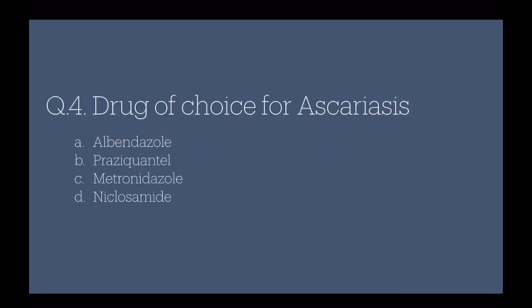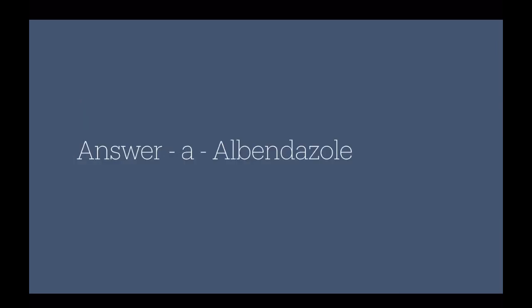Question number 4. Which drug is used as a first line treatment in Ascariasis? Options are albendazole, praziquantel, metronidazole or niclosamide. So answer is A, albendazole. And what is the dose? 400 mg single dose. So that is all for today.